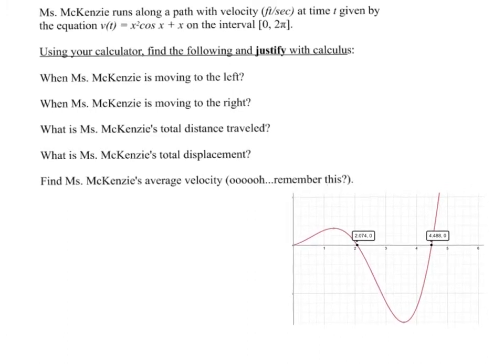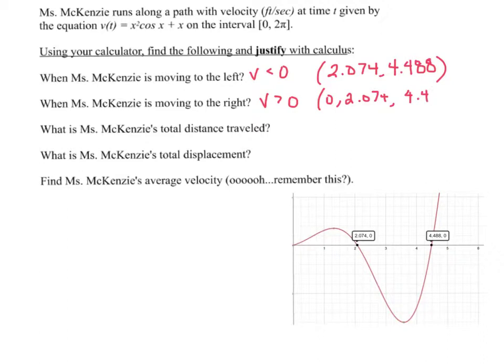First, when is Miss McKenzie moving to the left? Well, moving to the left, or backwards, remember, is when the velocity is less than 0. So looking at that, that looks like that's from 2.074 to 4.488. Okay. When is Miss McKenzie moving to the right? So that's when the velocity is greater than 0. So that's from 0 to 2.074 and 4.488 to 2 pi.